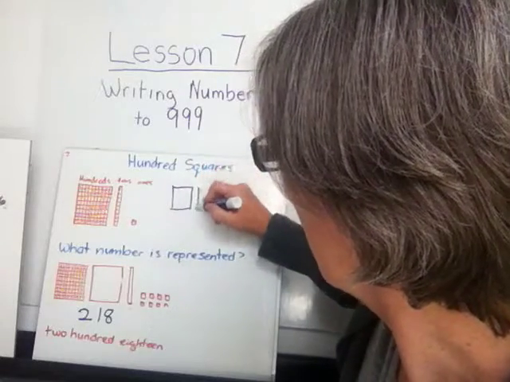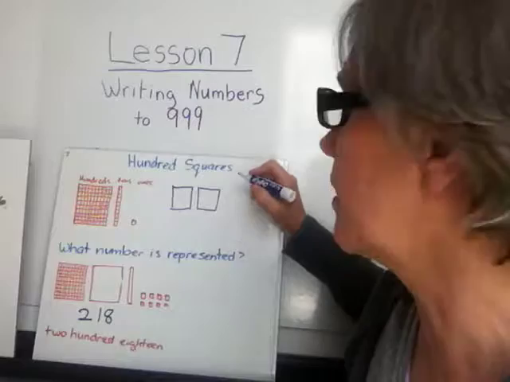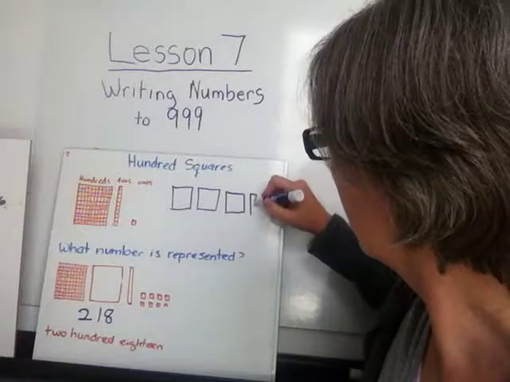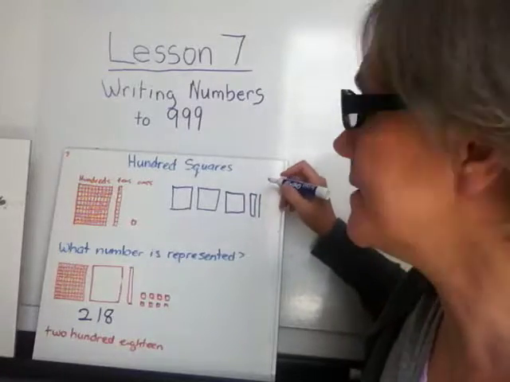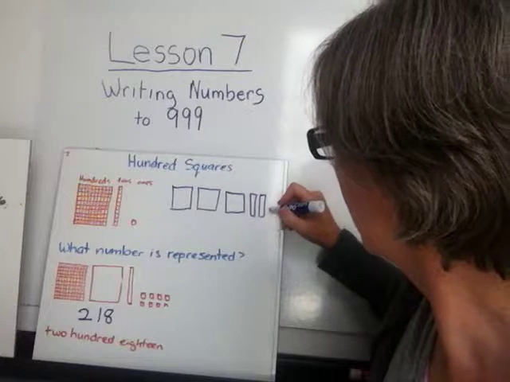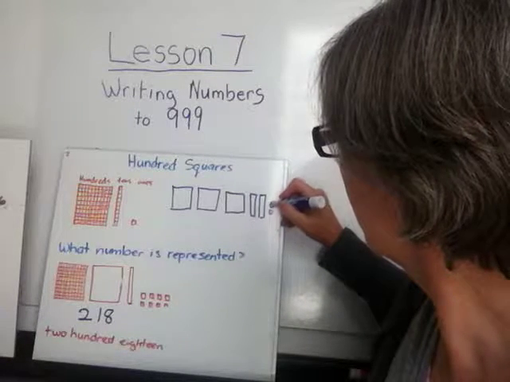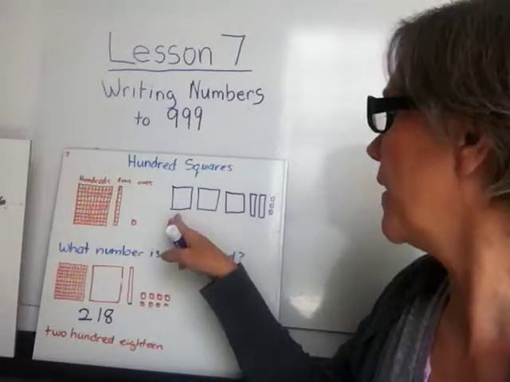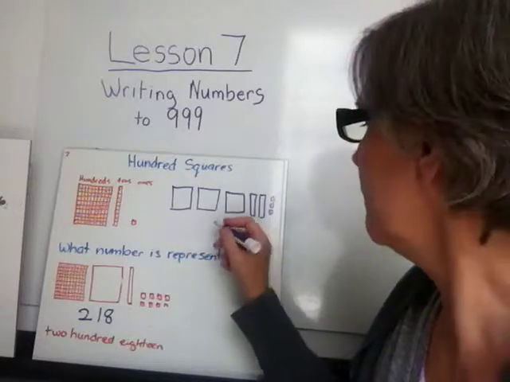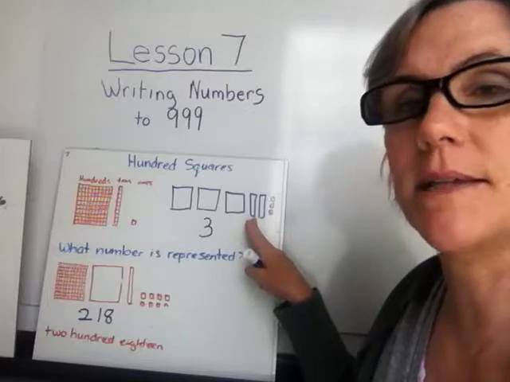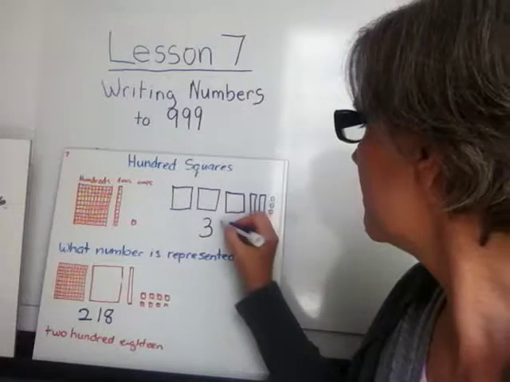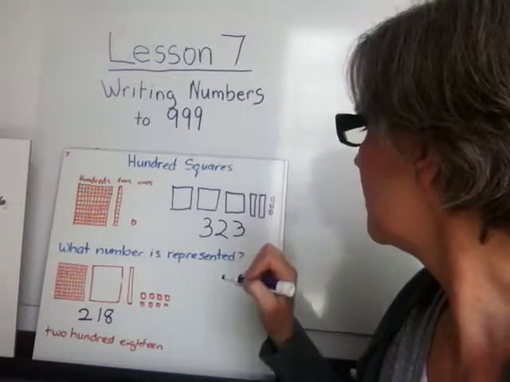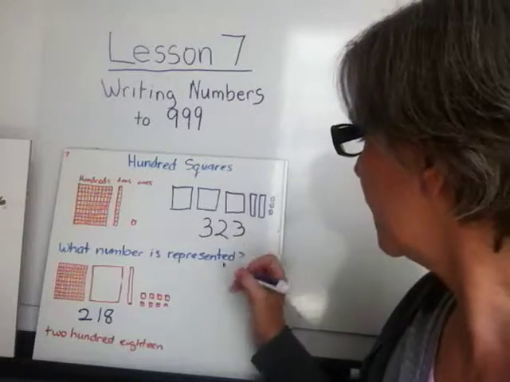Let's pretend like this is a 100 square, divided up into 100 small squares. And these represent tens. Okay, so how many hundreds do we have here? There's 100, 200, 300. And how many tens do we have? 1, 2. And how many ones do we have? 3. 323.